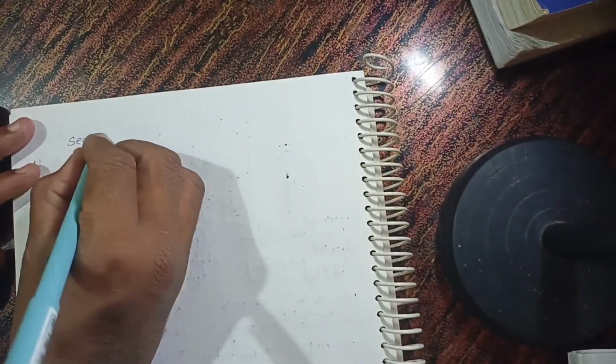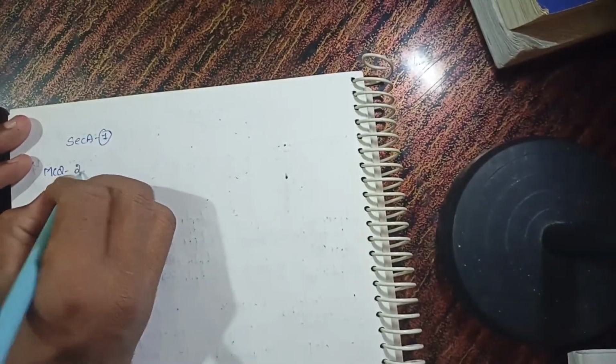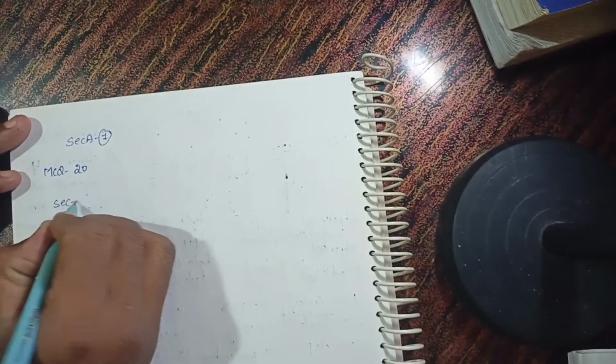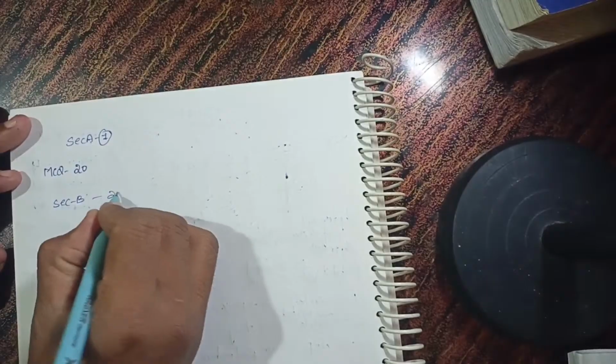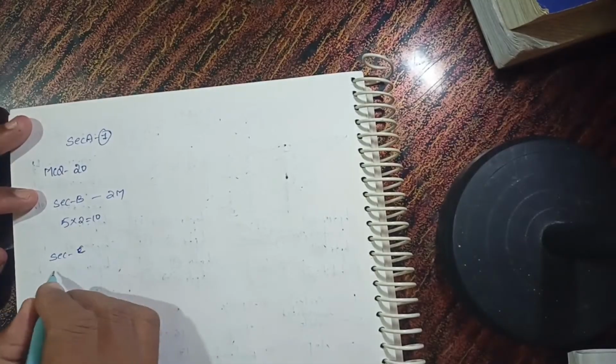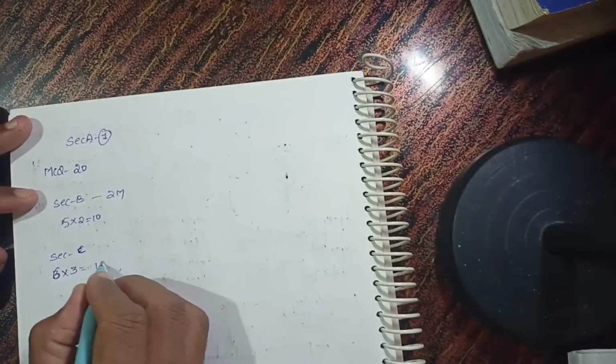In section A, first we are getting 20 MCQs. Section B, these are 2 marks questions. You need to attempt 5 out of 10. Section C, we are getting 3 marks questions. We have to attempt 6, that is 18 marks.